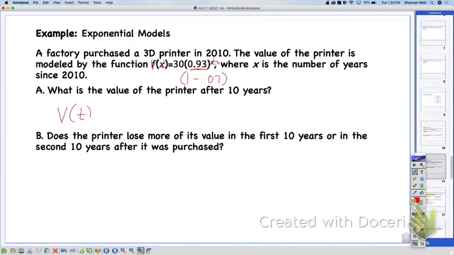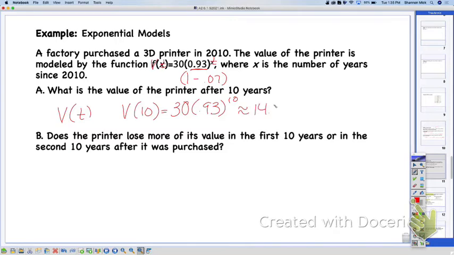I would never write an equation like this with an x. What is changing this amount? Time, right? So if it's changing over time, I should put time. You could call it f if you wanted to, but I would never use x as my variable. So V of 10 is 30 times 0.93 to the 10. The answer would be $14.52.